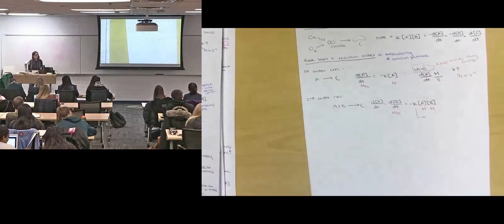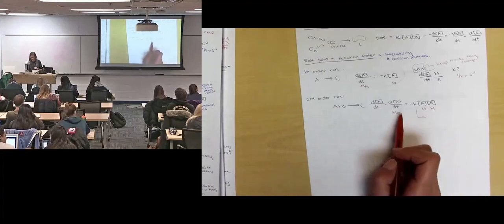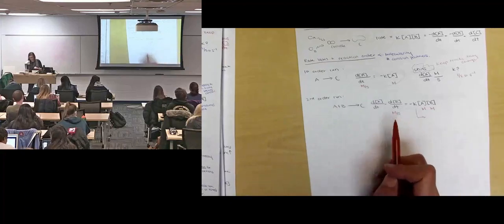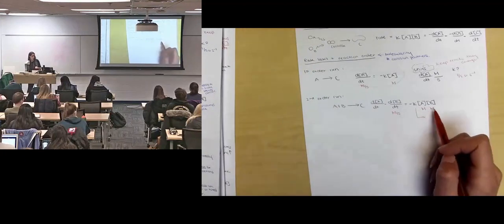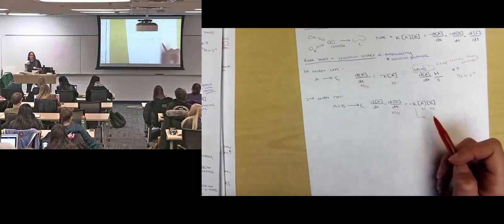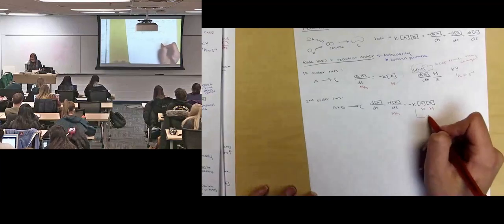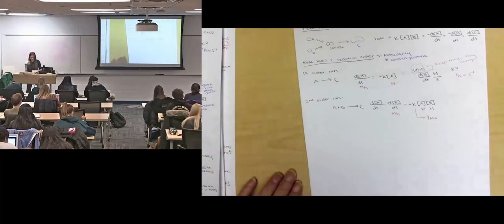Okay, so what are the units? Such that I can get molar over seconds on the left side of my equation, and I have right now molar squared on the top of the right side of my equation. 1 over molar times seconds. I love it. Thank you, Paul. 1 over molar times seconds. Okay.